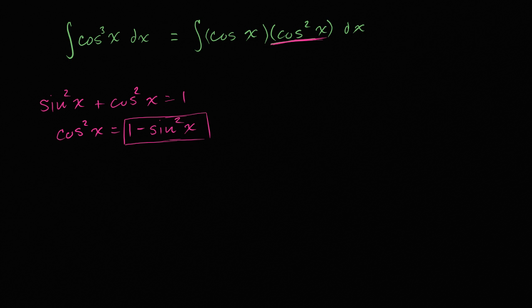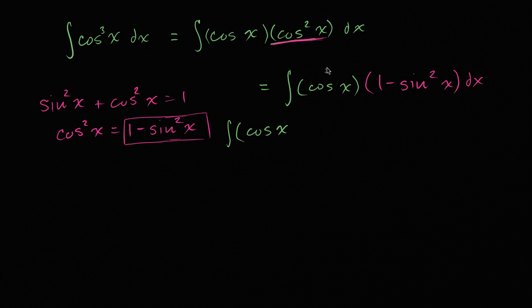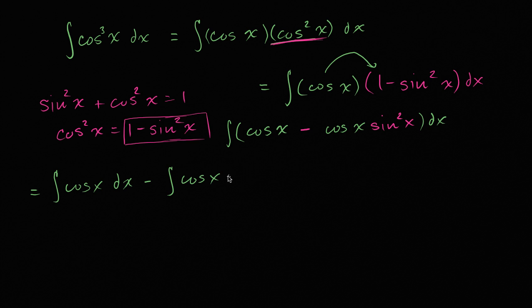So if we do that, this is going to be equal to the indefinite integral of cosine of x times 1 minus sine squared x dx. Let me do this in that green color. I'm just going to distribute the cosine of x: the indefinite integral of cosine of x minus cosine of x sine squared of x, and then I can close the parentheses, dx. And this, of course, is going to be equal to the integral of cosine of x dx, and we know what that's going to be, minus the integral, I'll switch to one color now, of cosine x sine squared x dx.